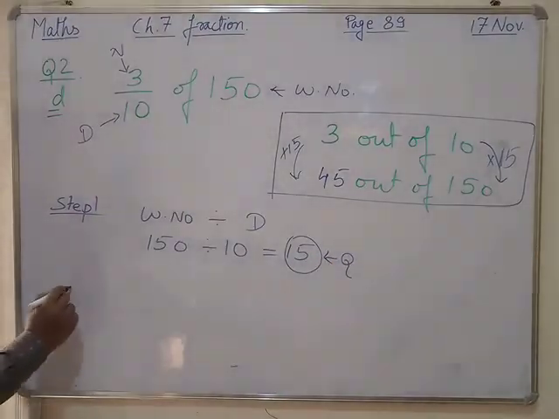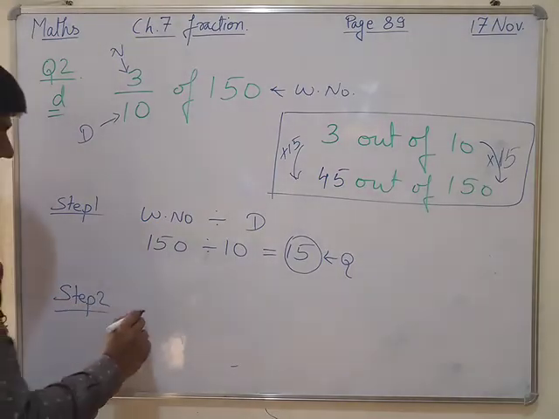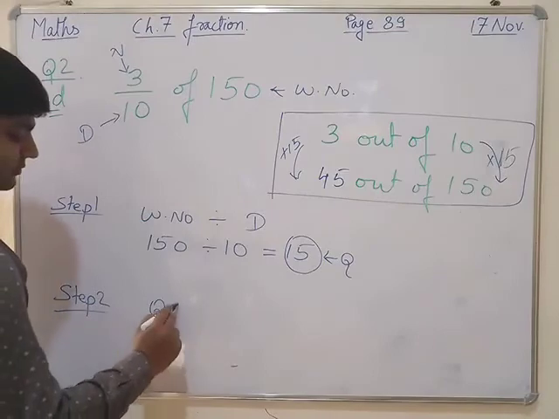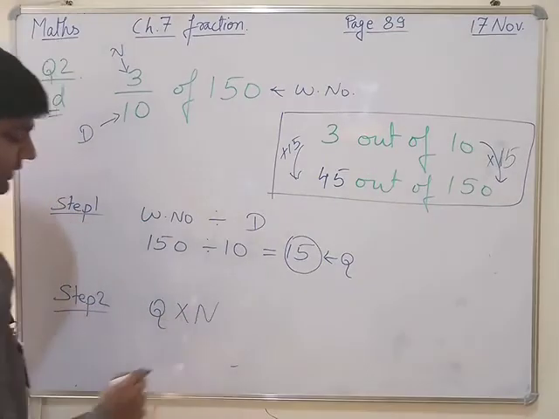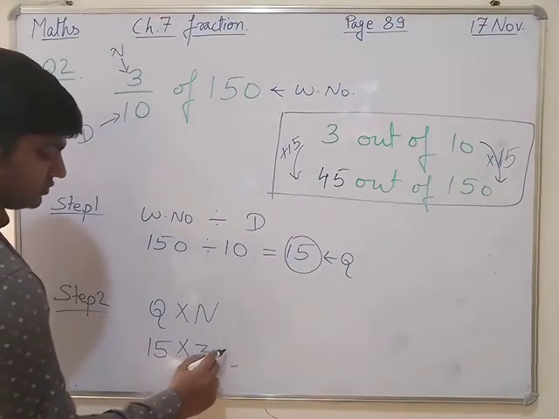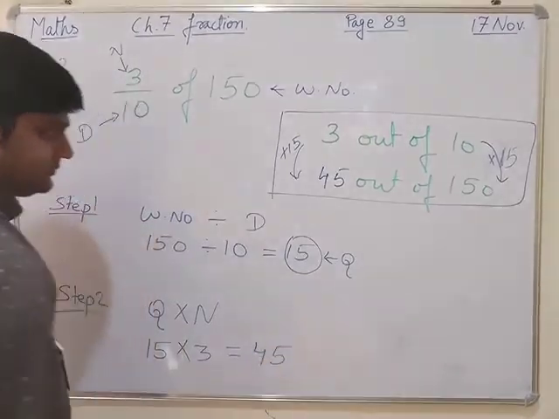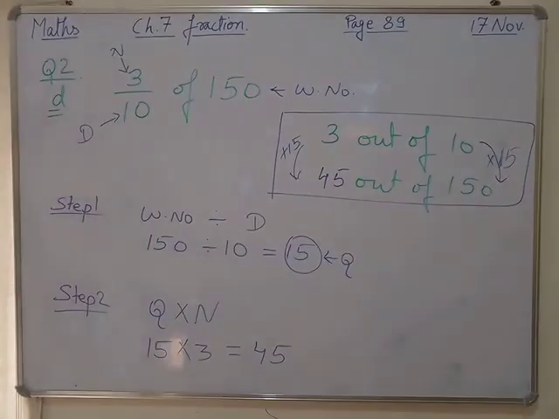Now step 2 is quotient multiply by numerator, and quotient is 15 and numerator is 3, so our answer is 45. So you will get 45 balls out of 150. Okay, so that's for today.